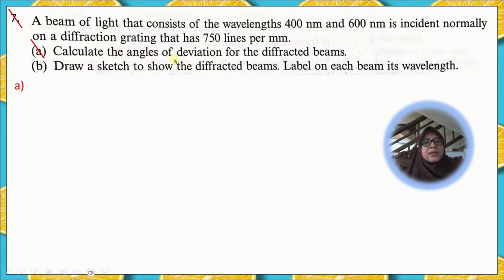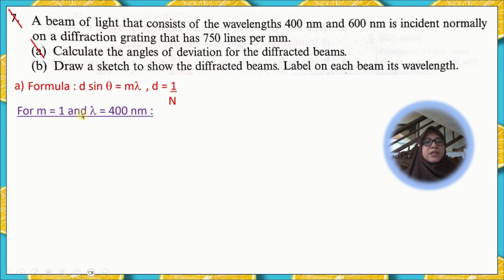Okay, so to calculate the angles of diffraction theta, we use the formula d sin theta equals m lambda, where d is 1 over n. So for m equals 1 and lambda equals 400 nanometer, we substitute into the equation. d is 1 over n, so 750 lines per millimeter. 1 millimeter converts to meter as 1 times 10 to the power negative 3 meter.